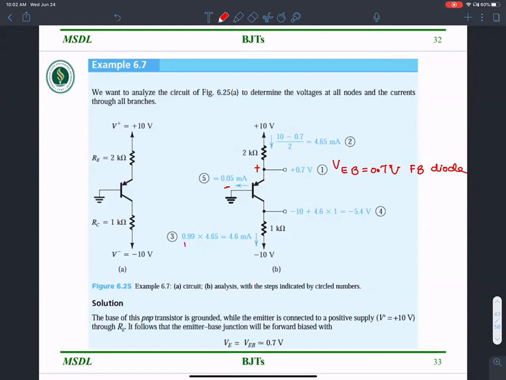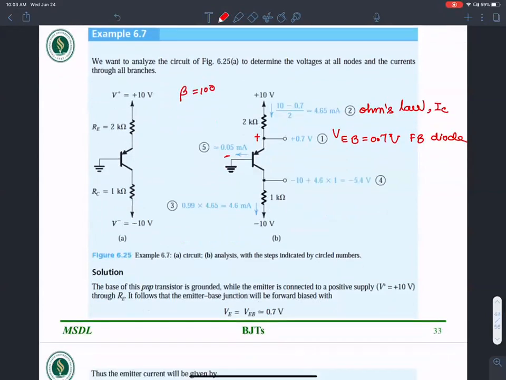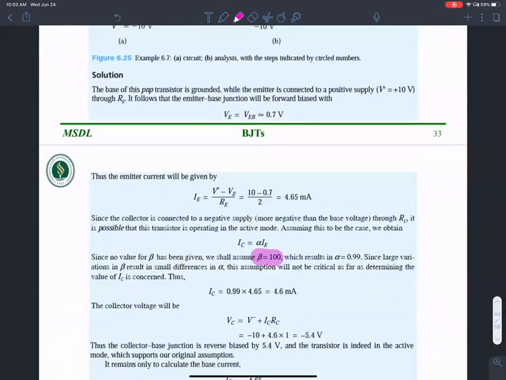Once we know this, the next step would be Ohm's law. We know the voltage on one end, and we just found out the voltage on the other end. So we should be able to calculate IC using Ohm's law. Once we calculate IC, beta is given to be 100. If nothing is given for beta, you assume the value of beta to be 100.